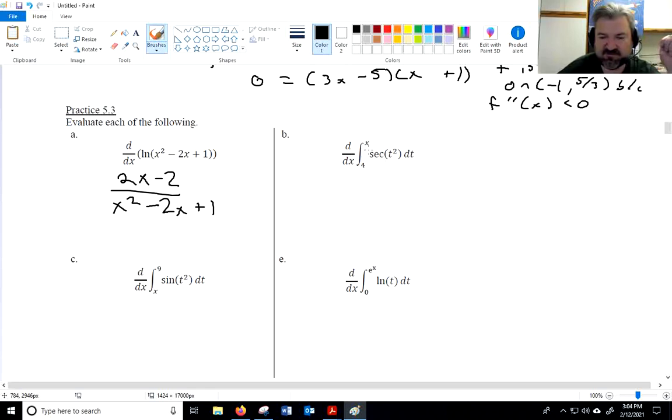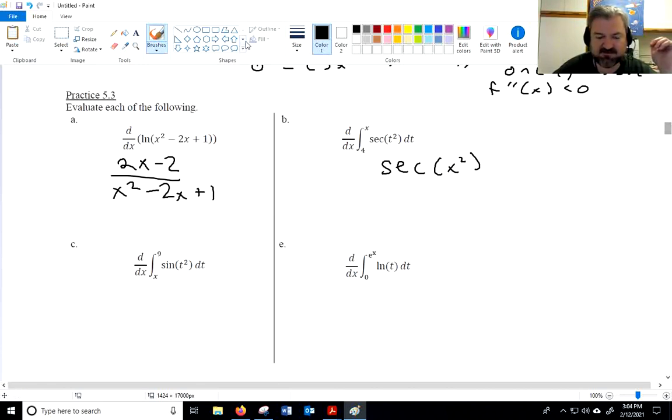On the next one, we have the derivative with respect to x of the integral from 4 to x. This one requires the fundamental theorem of calculus, so we'll be replacing the t with x, making this secant of x squared. All right, on the next one, we have the derivative of the integral from x to 9 of sine of t squared. So remember that this is actually inside out. This is backwards because the x is on the bottom. So this ends up becoming a negative sine of x squared.